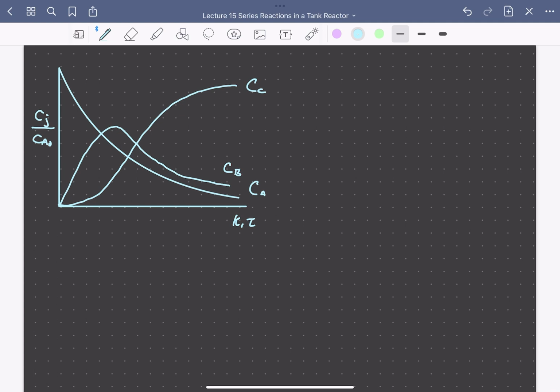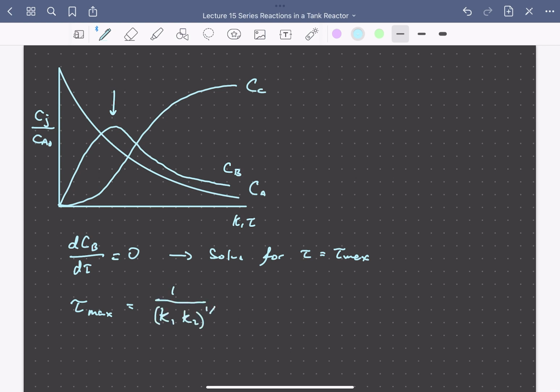So like we did for the plug flow reactor, we can find the residence time needed to maximize the yield of B by looking for this maximum, so setting dCb/d tau equal to 0, and then solving for tau to get here, solve for tau equals tau max. And if we do that, we get that tau max is equal to 1 over K1 times K2 to the 1/2 power.